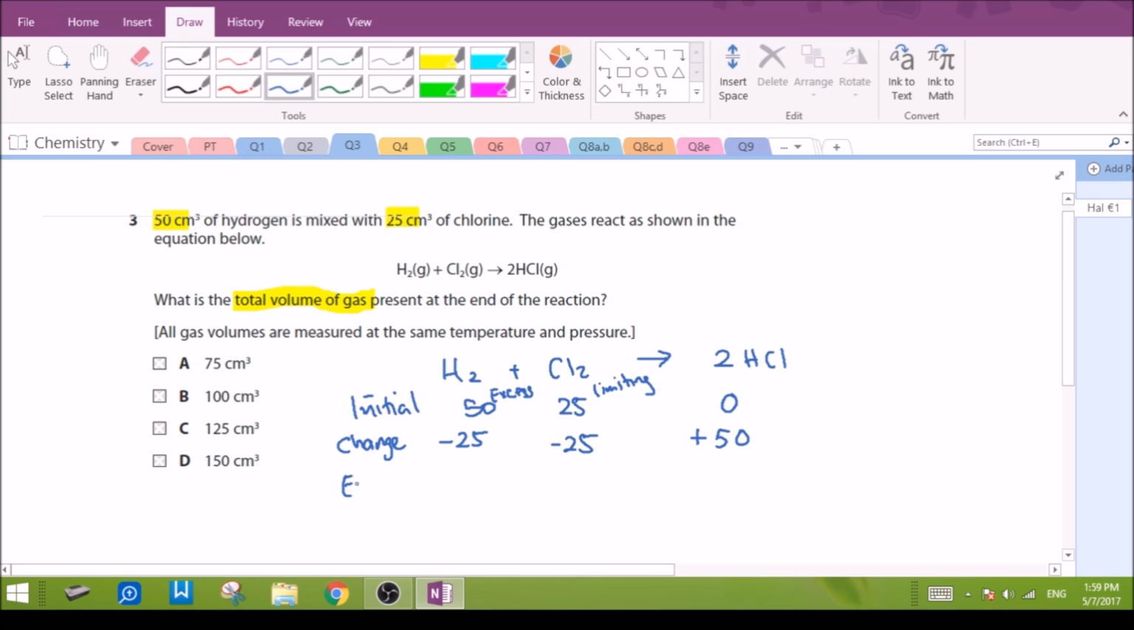Let's find out the amount of gases in the end. Hydrogen, we had 50, we used up 25, so in the end we have 25 left over. Chlorine, no surprises, we use up everything, so 0 at the end. And hydrogen chloride, we form 50. So the total amount is 25 and 50, right? That will give us 75 in total. Answer is A.